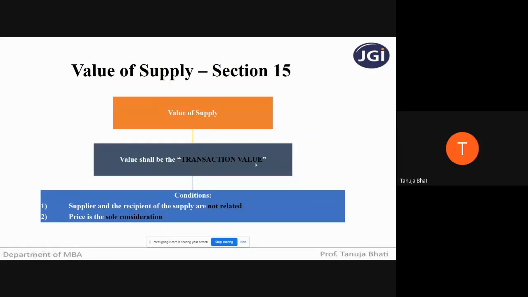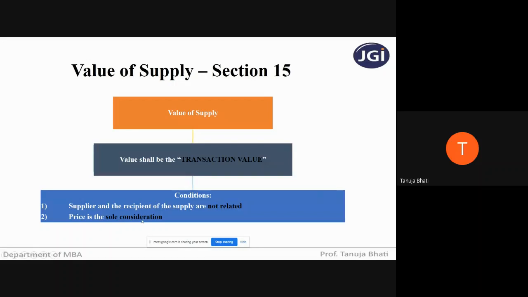Now, what is transaction value? Transaction value is the price actually paid or payable when there is a supply of goods or services, only when two conditions are met. Condition number one, supplier and recipient should not be related, and condition two, price is the sole consideration.